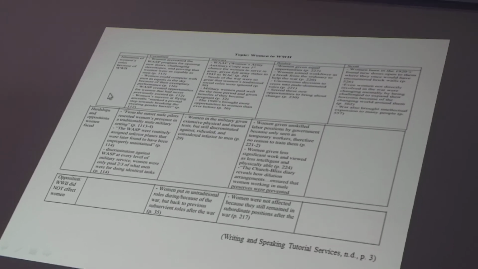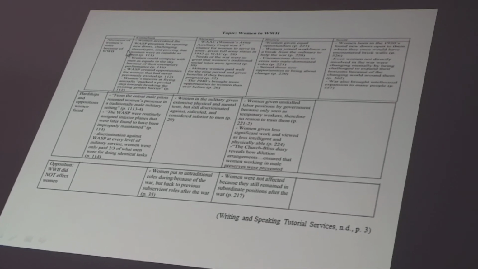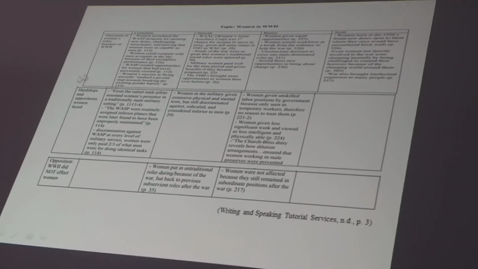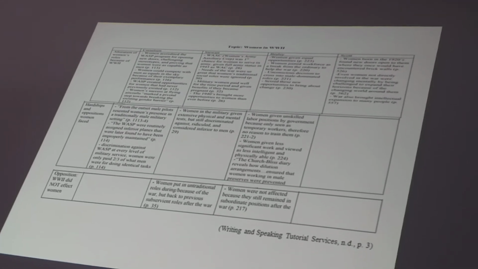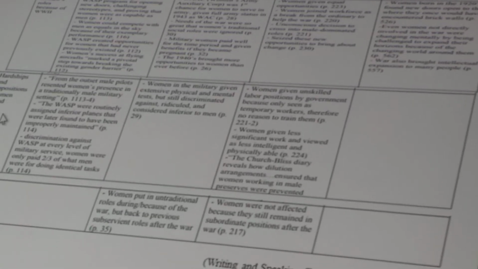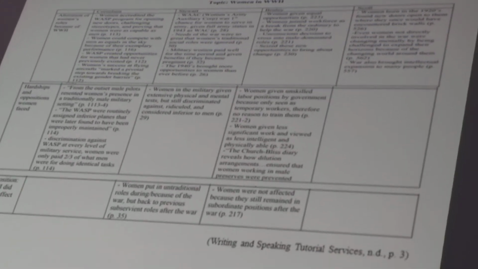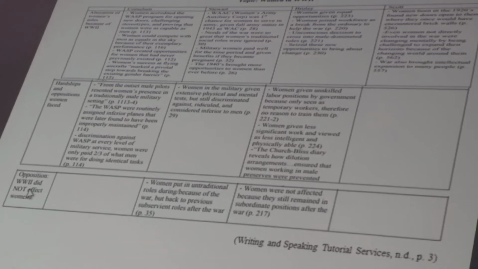So the first claim is the alteration of women's roles because of the Second World War. And the second argument is the hardships and oppositions that women faced during the Second World War. And we've got oppositions: World War didn't affect women. So this is the second argument.